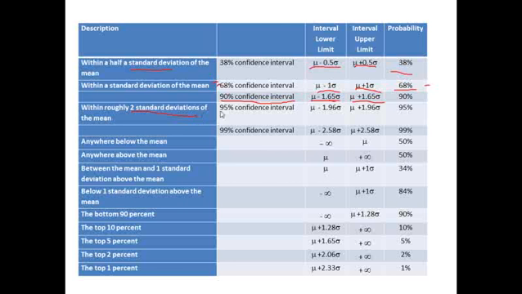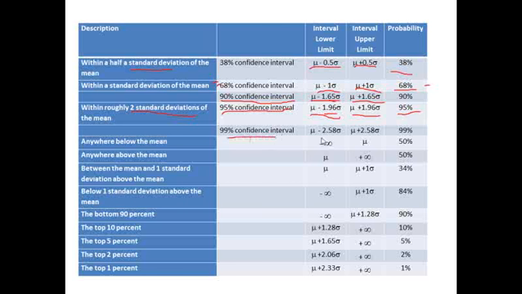Roughly 2 standard deviations of the mean is the 95% confidence interval. The exact number is 1.96. So this is mu minus 1.96 sigma to mu plus 1.96 sigma. Within that range, within that interval, 95% of the time, I will find my sample measurements.